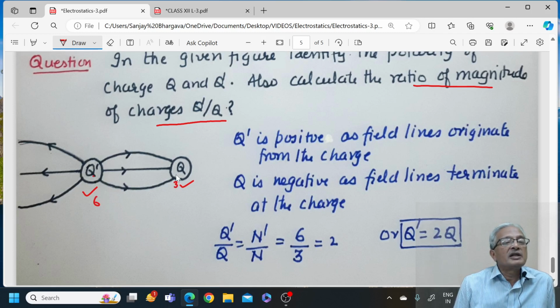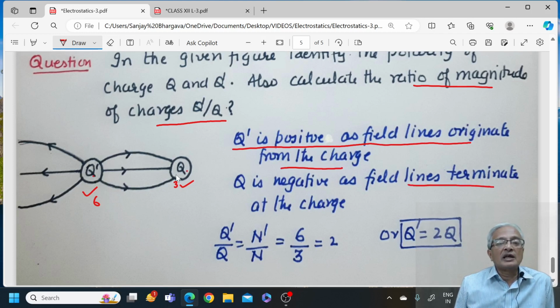Now since here the field lines are moving away, Q dash is supposed to be positive. So field lines originate from the charge. Q is supposed to be negative because field lines terminate at the charge. How do we find the ratio of the magnitudes? Q dash upon Q must be equal to N dash upon N, 6 upon 3, which is 2. So the charge Q dash is double the value of Q. So on the basis of our understanding, we can just compare the magnitude of the charges looking at the number of field lines in the figure.